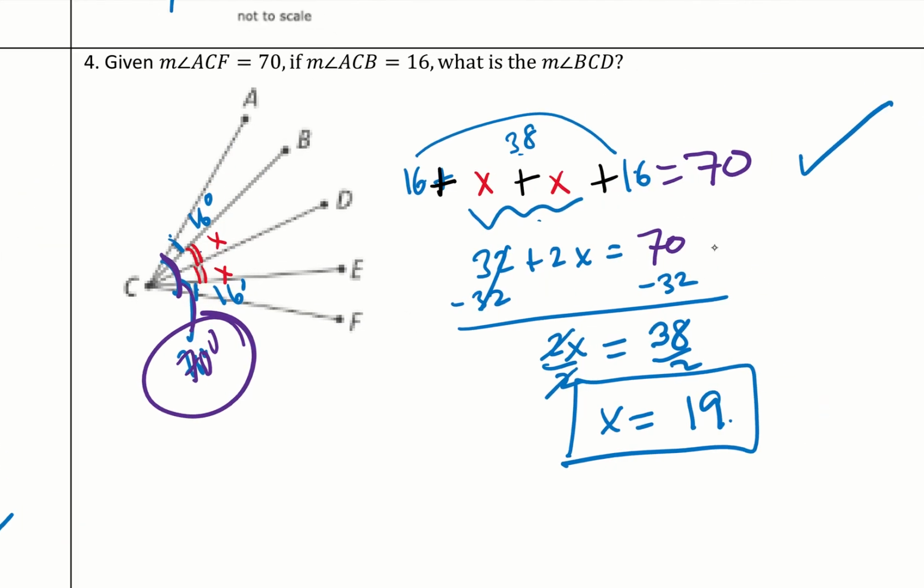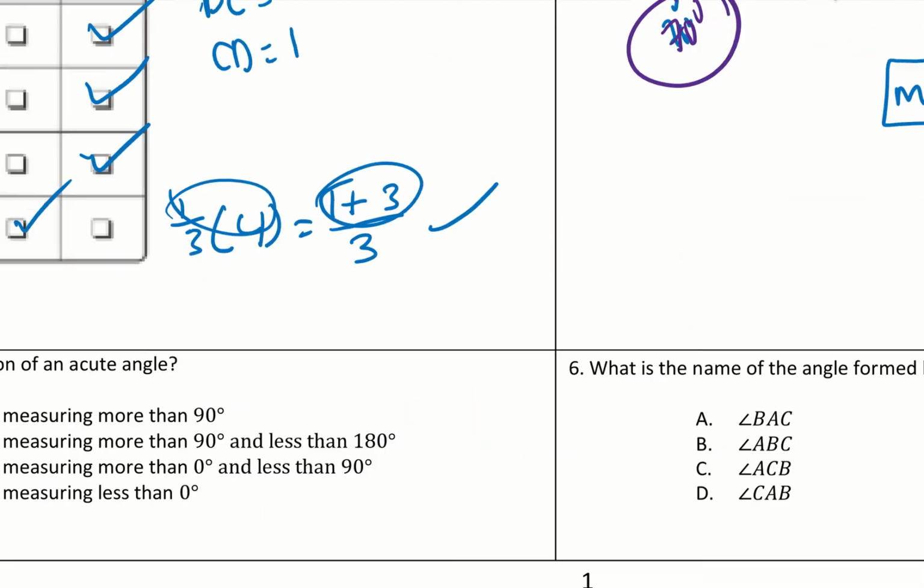All right, so now we know that x is 19, and therefore this is 19, and so CBD is 19. So we can say that the measure of angle BCD, rather, is 19.